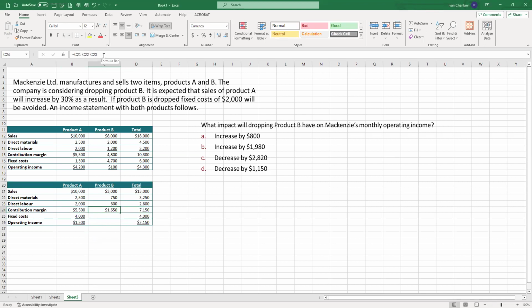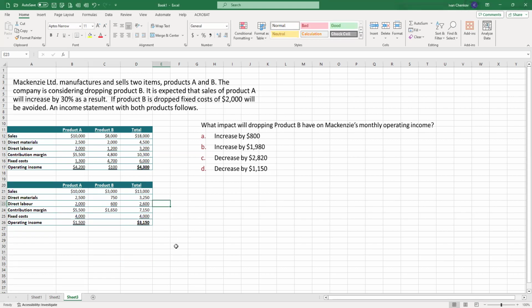Okay. So right now, is that correct? So let me see. 7. Okay. So what will be my operating income if I do this? $3,150. Where am I right now? $4,300. So what's going to happen? A decrease. Decrease how much? 4,300 minus 3,150.